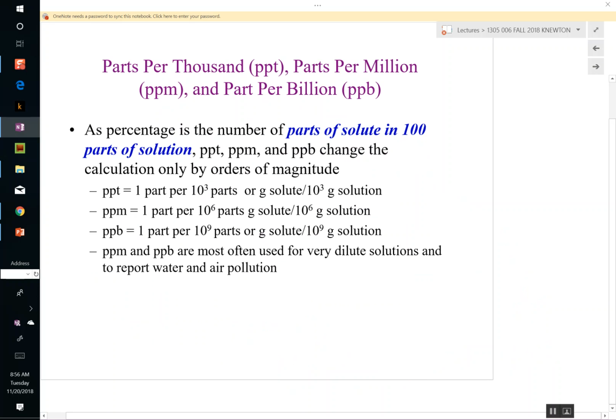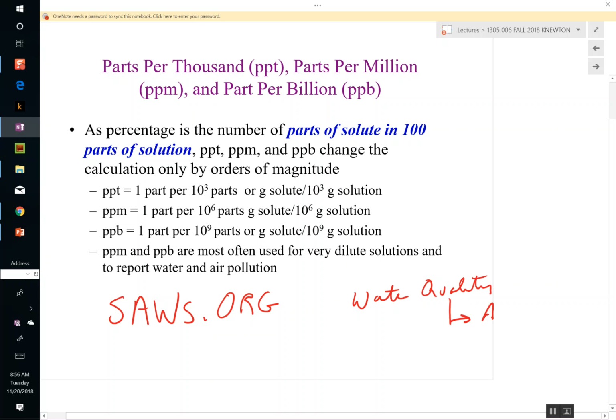Okay, we'll get to colligative properties now. There are other ways of expressing concentrations. If you wanted to go to saws.org, I think it is, San Antonio Water System, and then look for water quality or something like that, and then look for their annual report. The annual report on San Antonio water quality. Why do I send you there? You will see every one of these units in there. Parts per million, parts per billion.